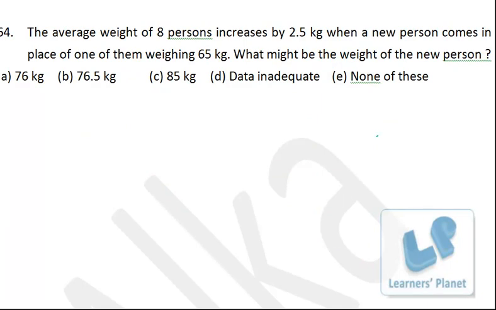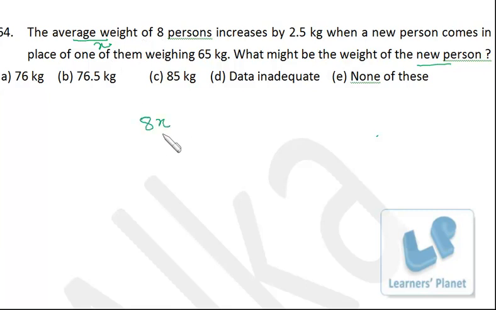Now see this. The average weight of 8 persons increases by 2.5 when a new person comes in place of one of them weighing 65 kilograms. What might be the weight of the new person? Now I assume the average weight of these 8 persons, initially, is x, right? So x is the average weight of these 8 persons, so the total will be 8x.